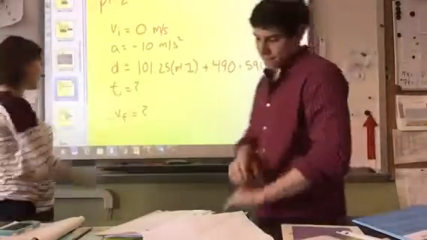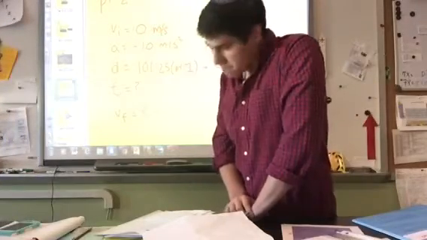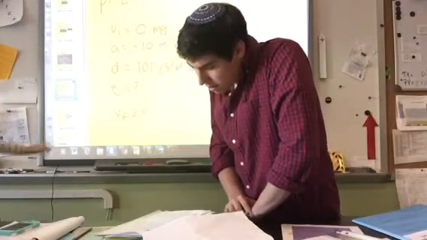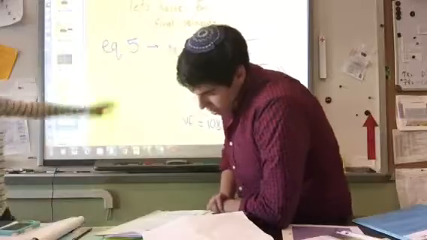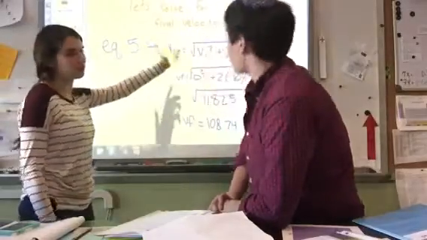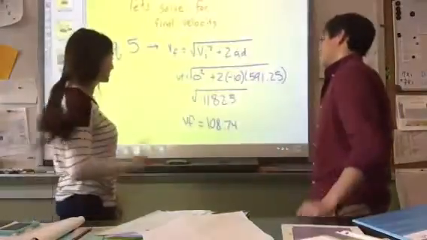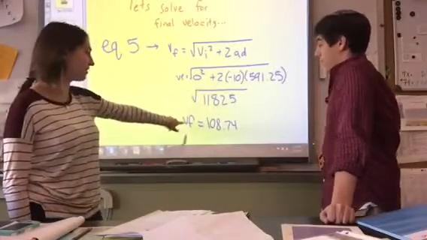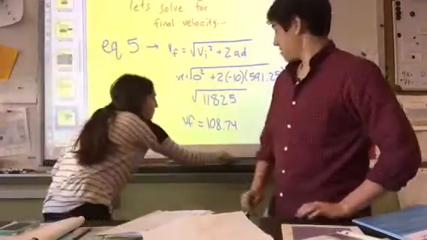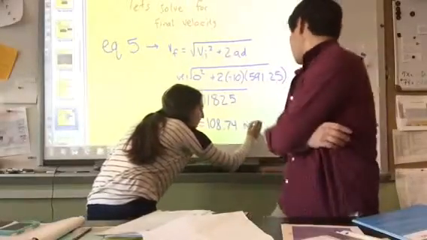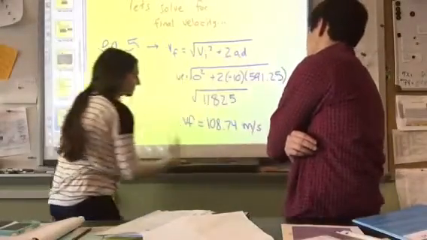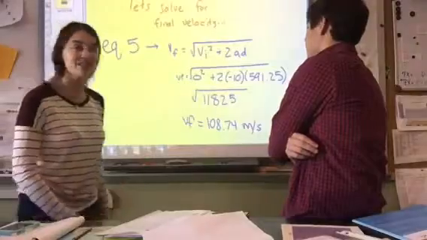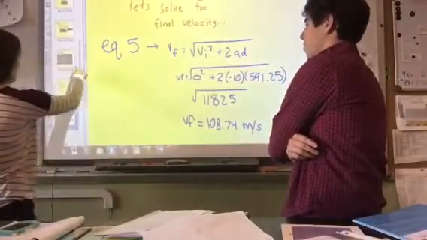So now what do we need to find? I think we should find the time and final velocity. Alright, so first let's solve for final velocity. Equation 5 again. Classic. It's a good one. So we plugged in all our numbers. We got that our final velocity should be 108.74 meters per second. You are so fast at this. A lot of practice, a lot of years teaching physics. It taught me well.